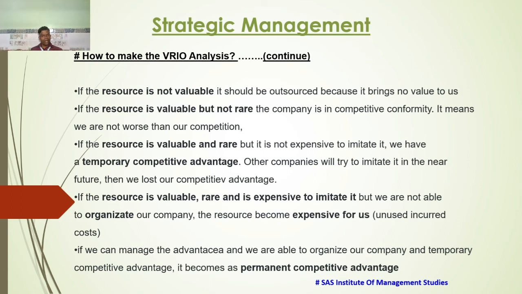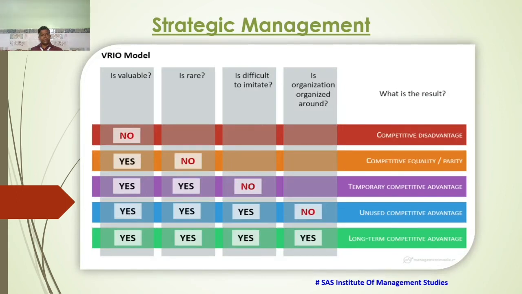If the resource is valuable, rare and expensive to imitate, but we are not able to organize our company, the resource becomes expensive for us. Unused, it incurs cost. If we can manage the advantage and we are able to organize our company, the temporary competitive advantage becomes a permanent competitive advantage. So friends, this is the VRIO model.